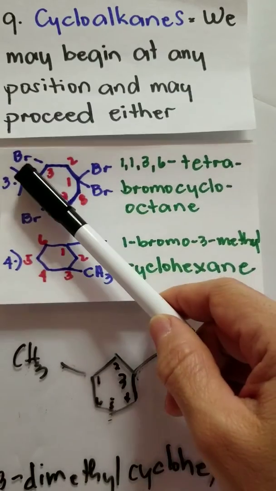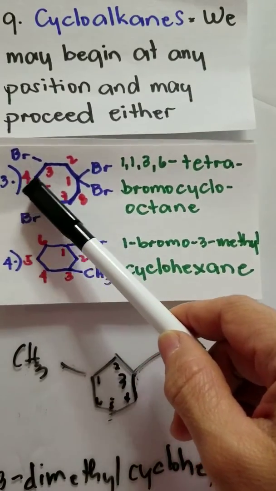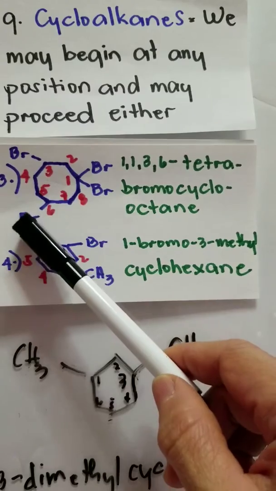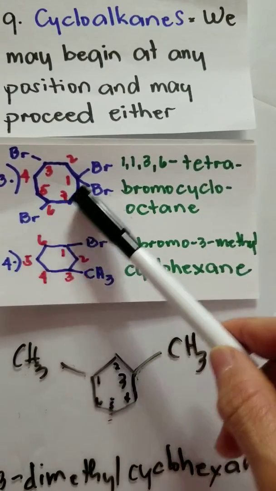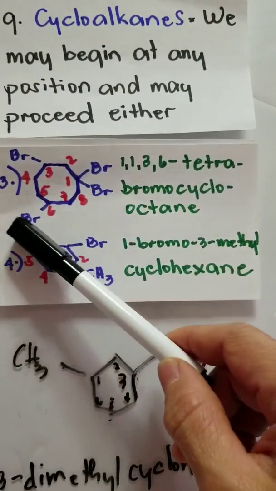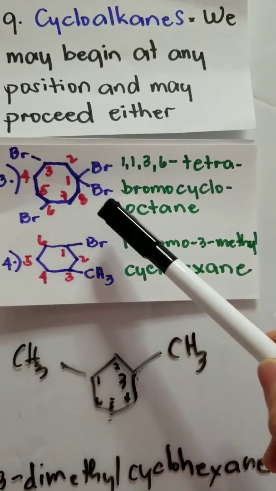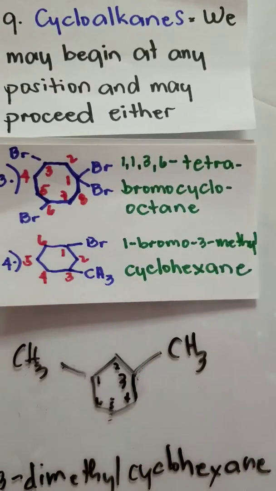And the next bromine group is attached to the third carbon atom. So you have 1, 1, 3, and the last is attached to the 6th carbon atom. So you have 1, 1, 3, 6, and how many total of them? 4. So you have tetra, which represents 4 of the same groups attached to your parent chain. What is the name of that group or branch? The group attached to your parent chain is bromo.